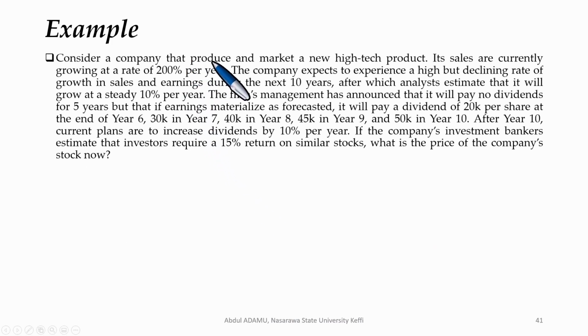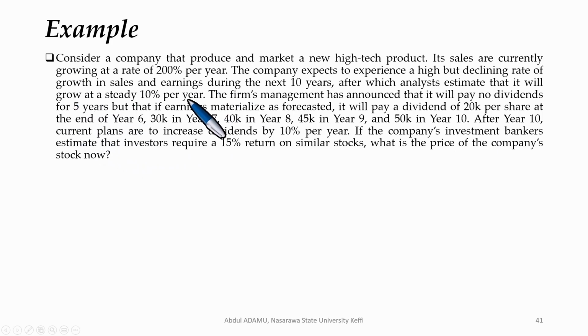Consider a company that produces and markets a new high-tech product. Its sales are currently growing at a rate of 200% per year. The company expects to experience a high but declining rate of growth in sales and earnings during the next 10 years, after which analysts estimate that it will grow at a steady rate of 10% per year. This is our G.